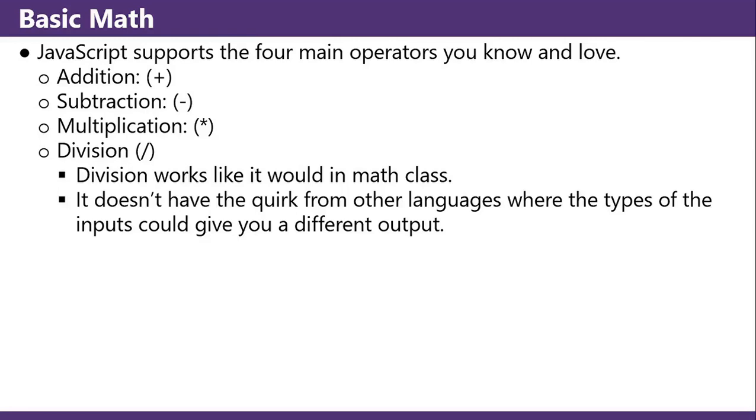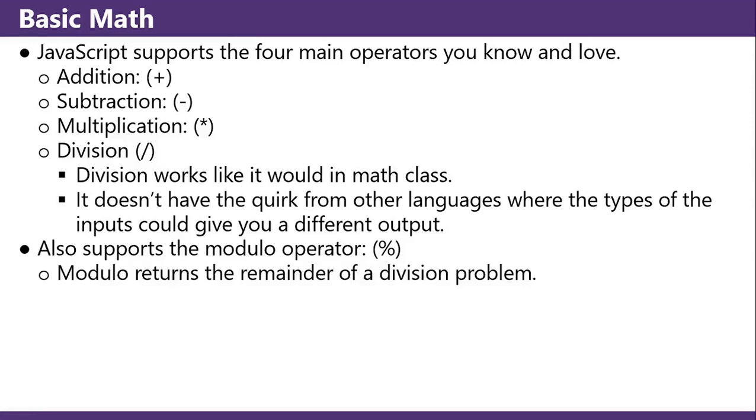It doesn't have the quirk from other languages where the types of the inputs could give you different output. For example, if you had an integer divided by a float, in some other languages the output would be a float, but if you divided an integer by an integer, the output would be an integer. So something like 1 divided by 3, if they're both ints, would give you a 0. JavaScript also supports the modulo operator. Modulo returns the remainder of a division problem.